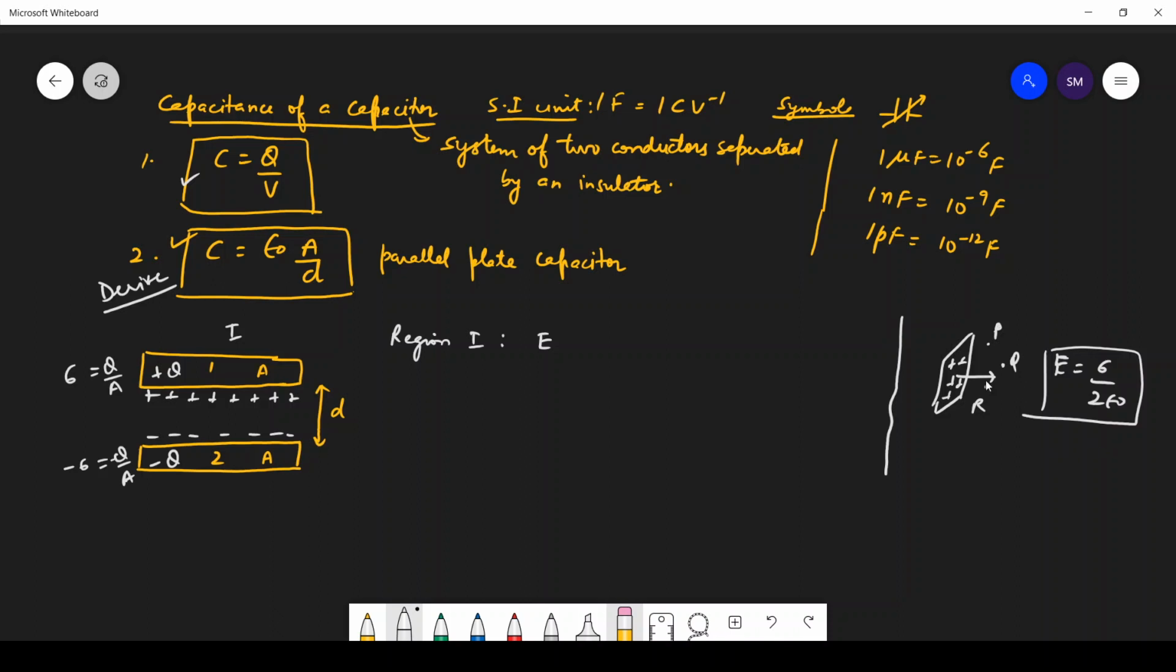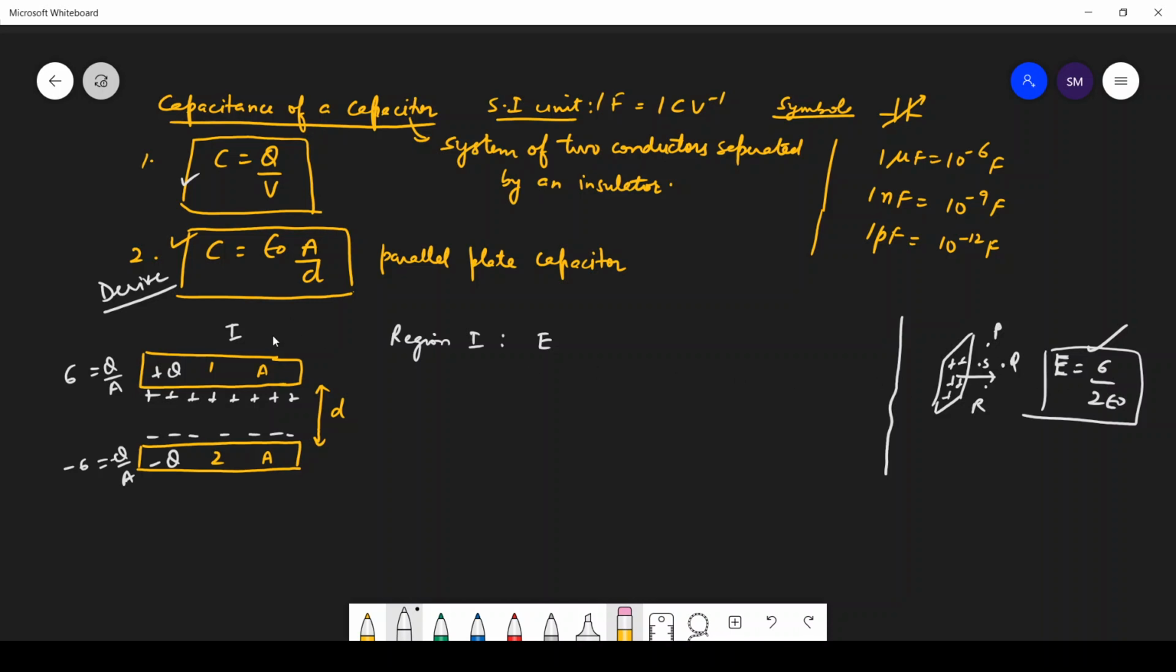What I want to say is that this electric field is independent of the distance. How much is P away from the plate? How much is Q away from the plate? How much is R away from the plate? Even for this point S also. So the electric field is independent of the distance. So it is constant because epsilon naught is constant and the charge density of the plate is also constant. So this is constant.